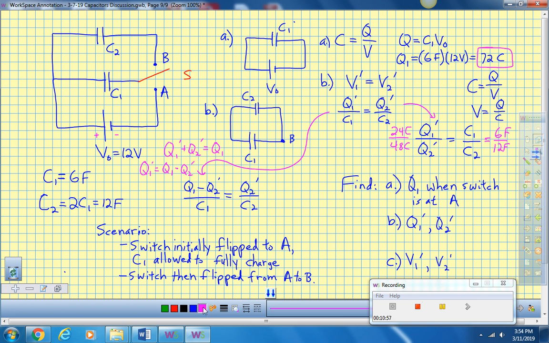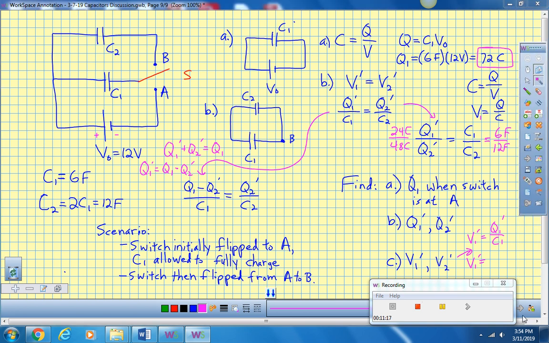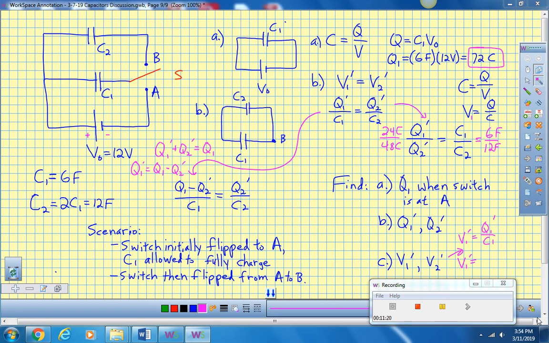All right, well then we want to take a look at what happens with the voltage, and this is the other really key learning step out of this. So V1 prime, or V1 anywhere, is just the ratio of Q to C. So V1 prime would equal Q1 prime over C1. V1 prime would equal Q1 prime, which was 24 coulombs, over C1, which was, I think, 6 farads. So that's only 4 volts.